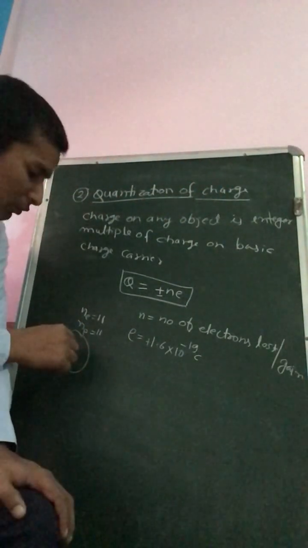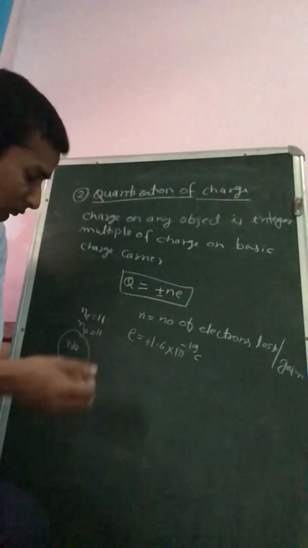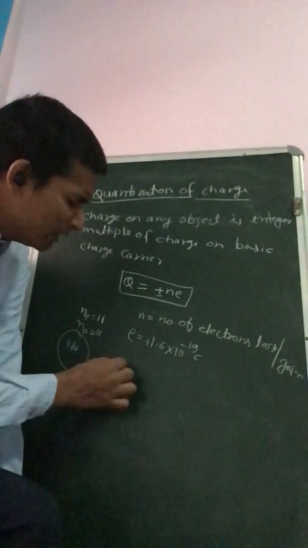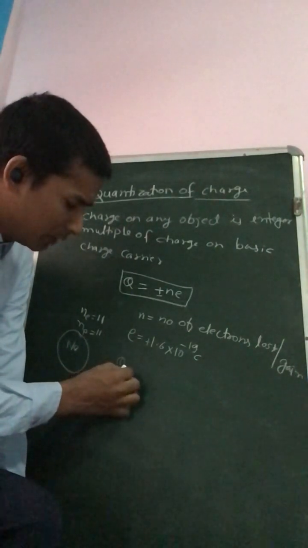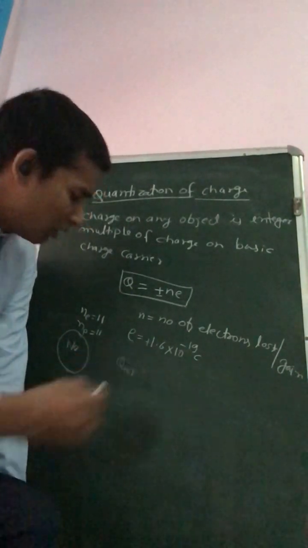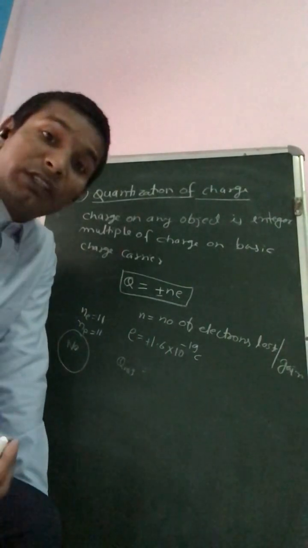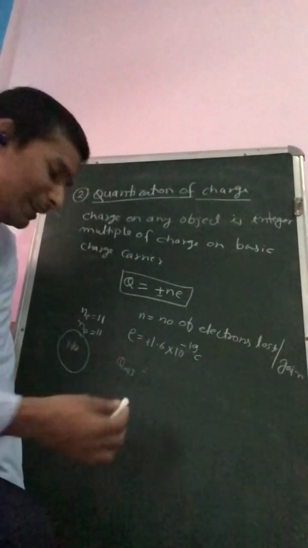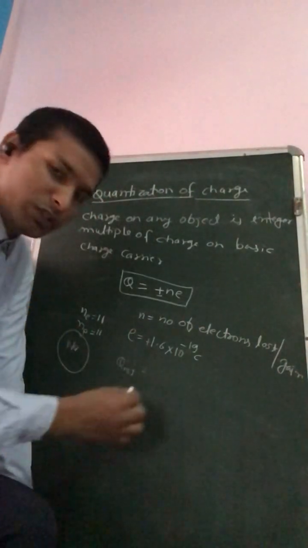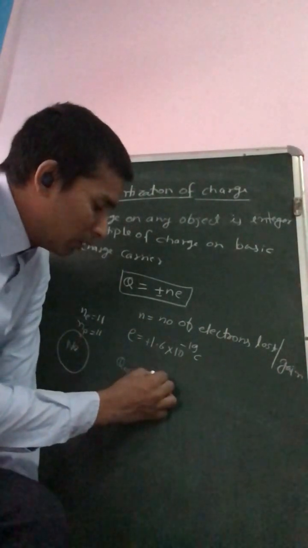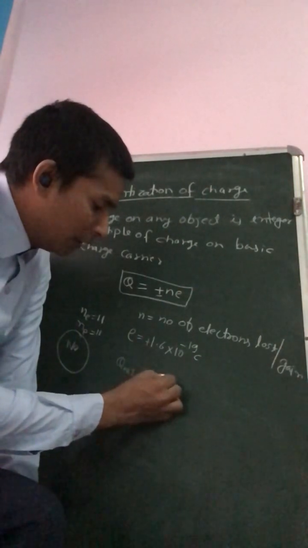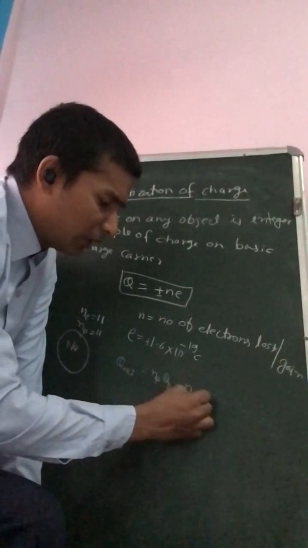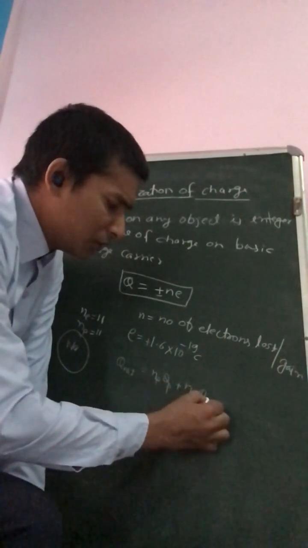So we are going to take the example of sodium. Sodium has 11 electrons and 11 protons. So what is the net charge on the sodium? Net charge. We know that the charge on a proton is 1.6 into 10 to the power minus 19 coulomb, and how many protons? 11. So number of protons into charge on proton, plus number of electrons into charge on electron.